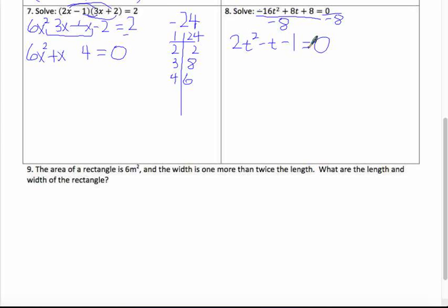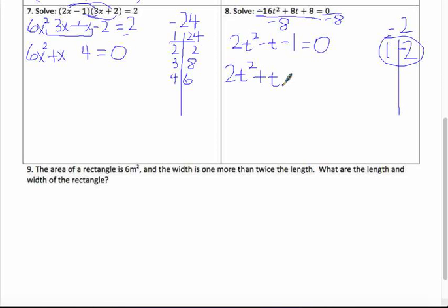Now, 2 times negative 1 is negative 2. So the only numbers that multiply to negative 2 are 1 and negative 2. So these are my two numbers, positive 1 and negative 2. So I split my negative t into 2t squared plus 1t. If you don't write your t's with a curly here, then you're going to confuse yourself.